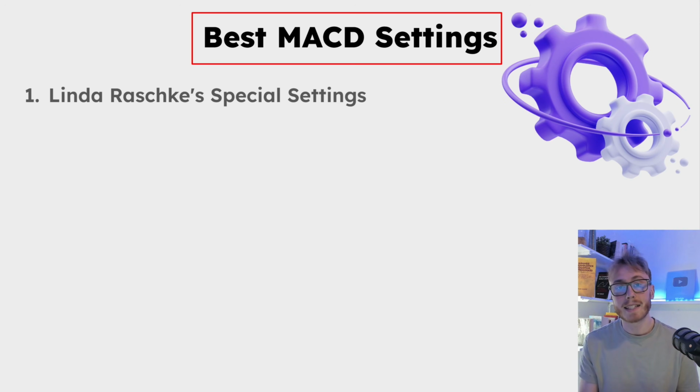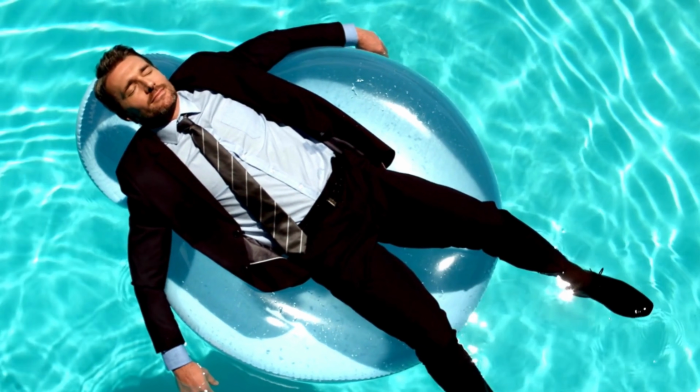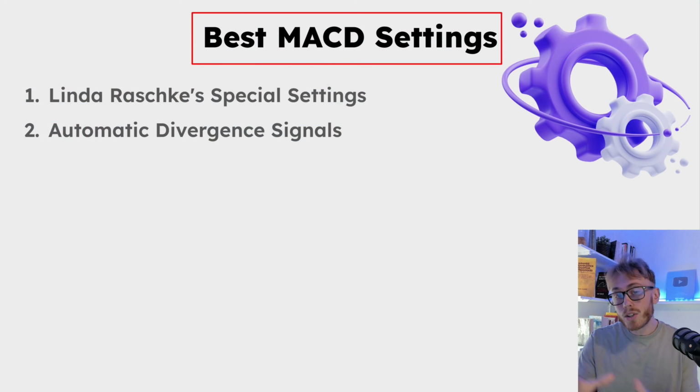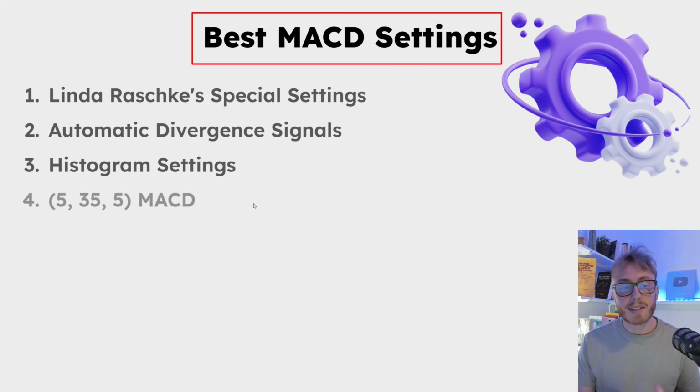Next, we are going to take a look at how you can get divergence signals, and specifically I'm talking about MACD line divergence automatically. So you can use this to sit back and relax and let the indicator do its job, or you can use this to confirm your own analysis. Next up, we're going to take a look at the histogram settings. So what are the settings you need if you want to trade the MACD histograms? And last, but definitely not least, we will take a look at something called the 5-35-5 MACD. But let's begin here with Linda Raschke's settings.